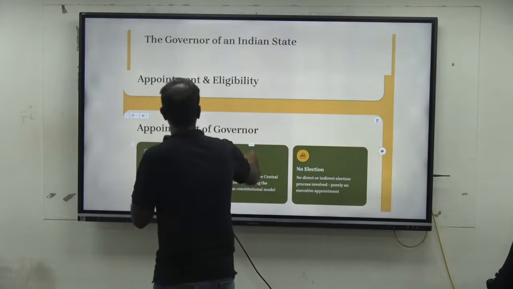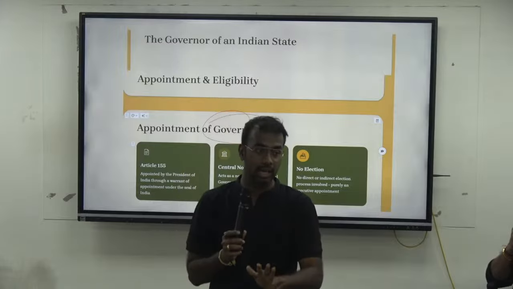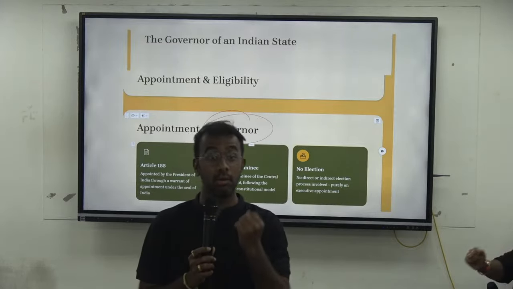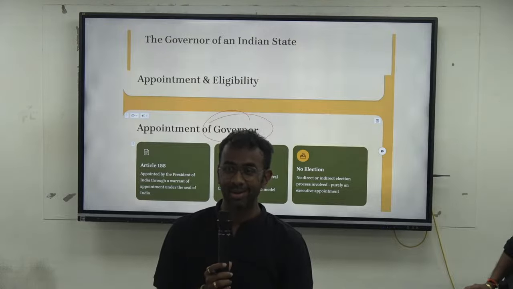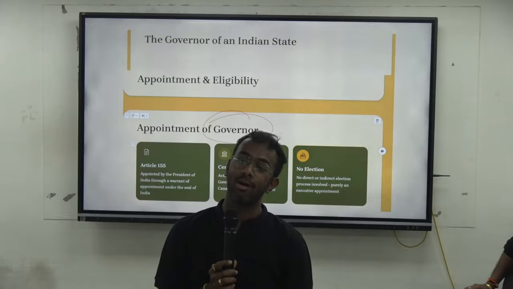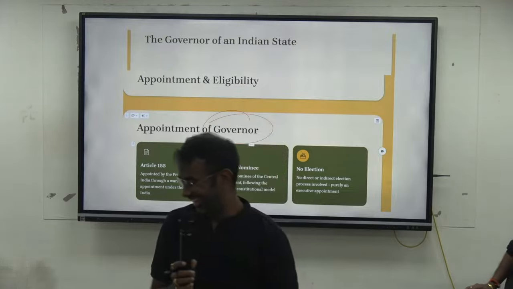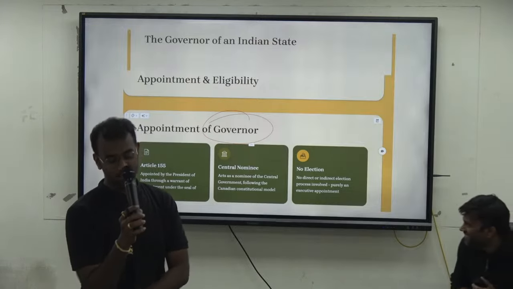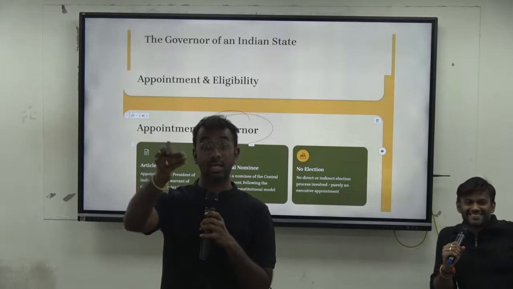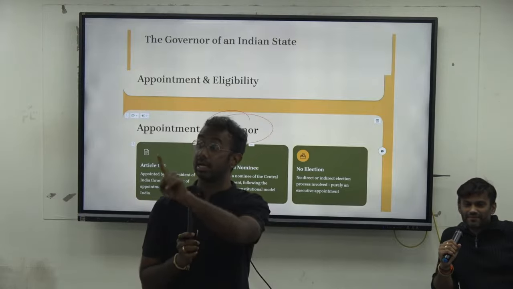Governor, again, is in the news. Governor is a very controversial topic. I think in the last 2-3 months, governor has become very famous. Why? Tamil Nadu, Kerala, wherever opposition-ruled states are there. That has been from before, no? It's not as if it happened recently. So the controversy here is about the discretionary power of the governor. So there is a high chance that a question is going to come.